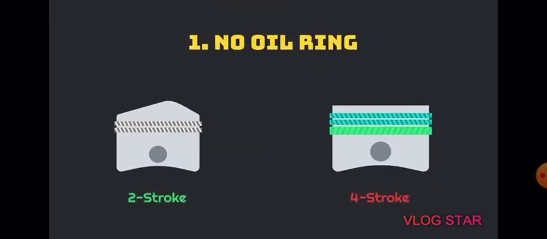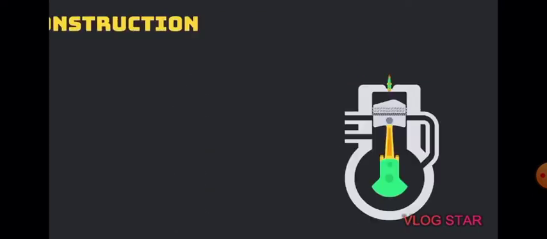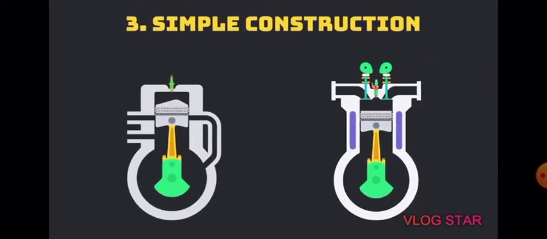The first is the oil ring. In a two-stroke engine, there is no oil ring present, whereas in four-stroke engines, there are oil rings present. You can observe in this figure, the piston contains oil rings in the case of the four-stroke engine. The valve mechanism is present in the four-stroke engine, whereas in the two-stroke engine, it is absent. It is a very simple construction in the two-stroke engine, whereas a four-stroke engine is much more complicated.